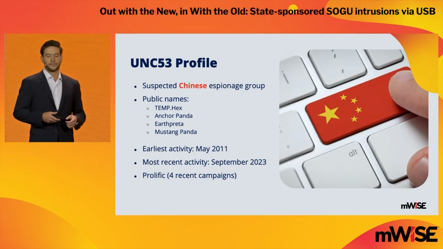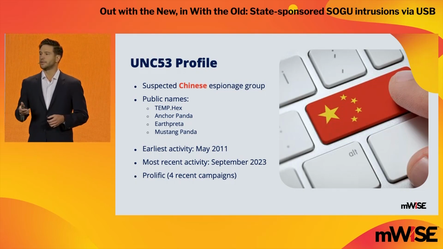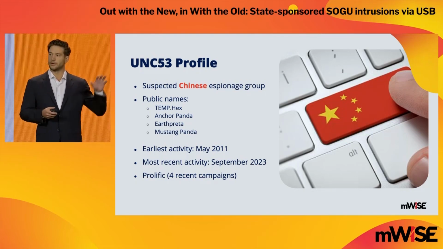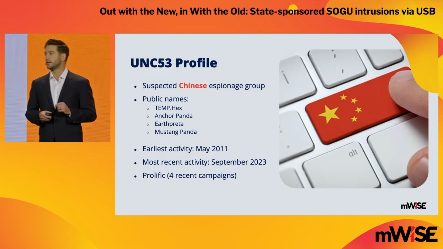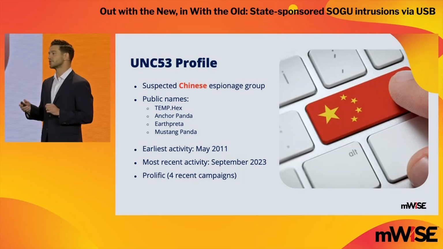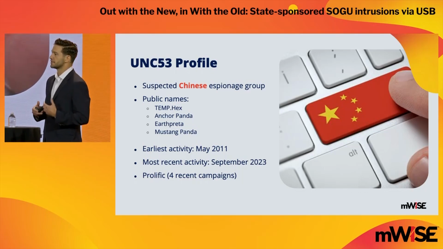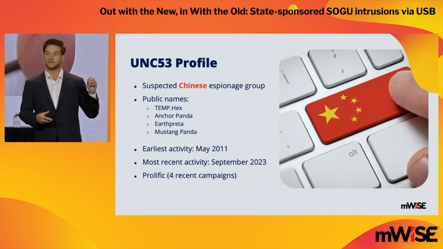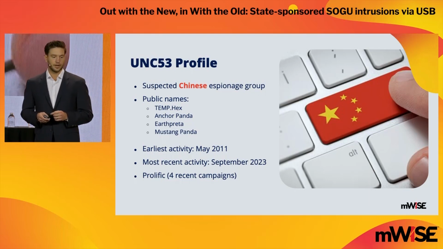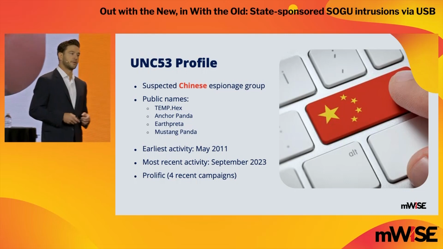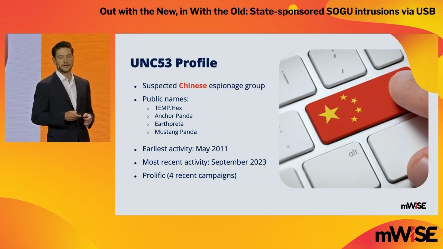Now at Mandiant, our earliest intrusion that we've attributed to UNC53 goes all the way back to May of 2011. And our most recent activity attributed to UNC53 was just 2 weeks ago. It shows the timely nature of this presentation. It was, in fact, this USB-based campaign that we're talking about today. UNC53 is a prolific actor. They've had 4 campaigns over the last 2 years.